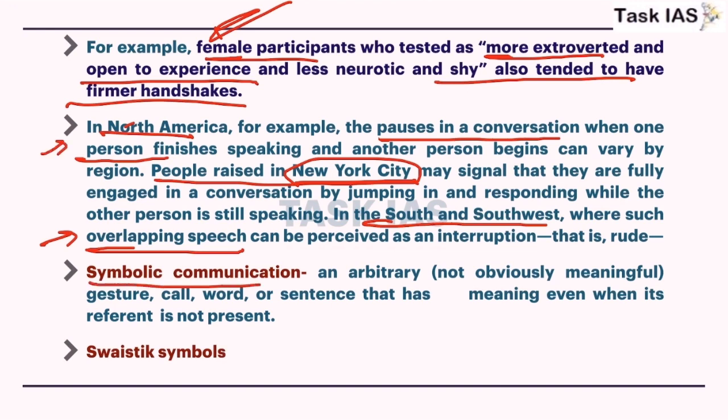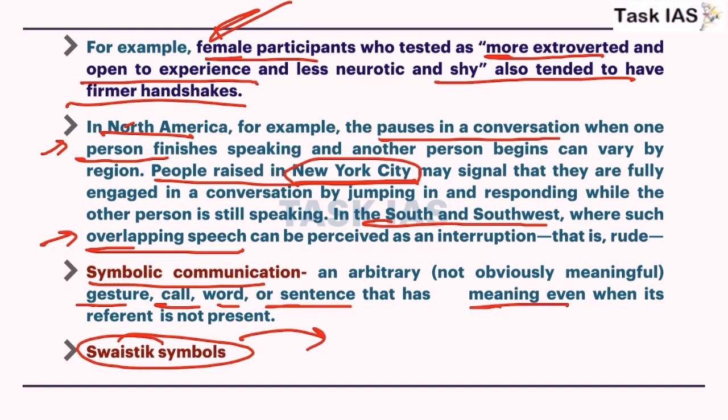Now symbolic communication, so it includes gestures, code words or sentences that have meaning even when context is not given. For example, a swastik symbol, even if an individual has put a swastik symbol on his hat and he is not in a temple, although the environment is different, the context is different, others can understand what his faith is, and that he is a more religious person. So this communication can be easily transferred.